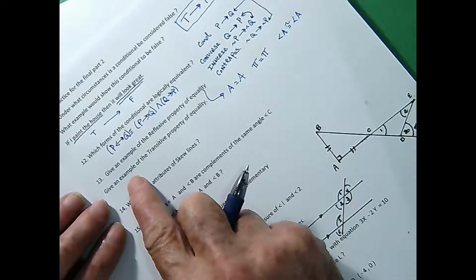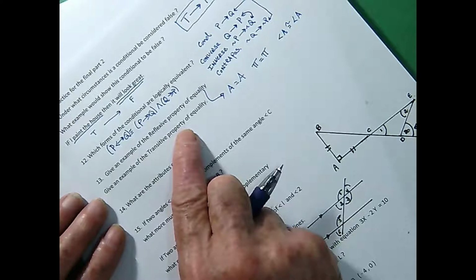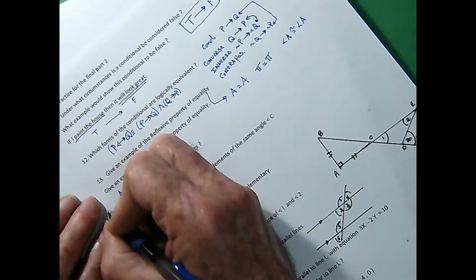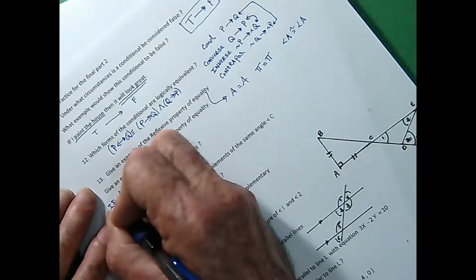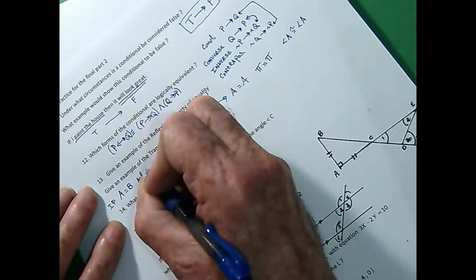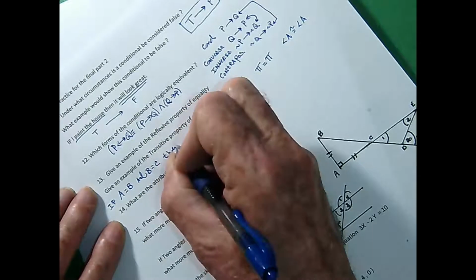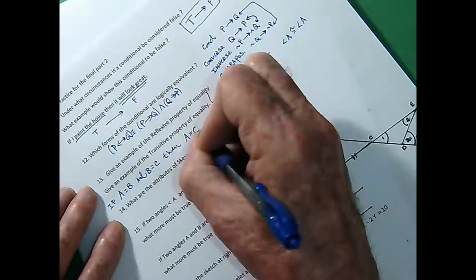Give an example of the transitive property of equality. Easy enough to do that. If A is equal to B, and B is equal to C, then what would the transitive property imply? That A is equal to C.